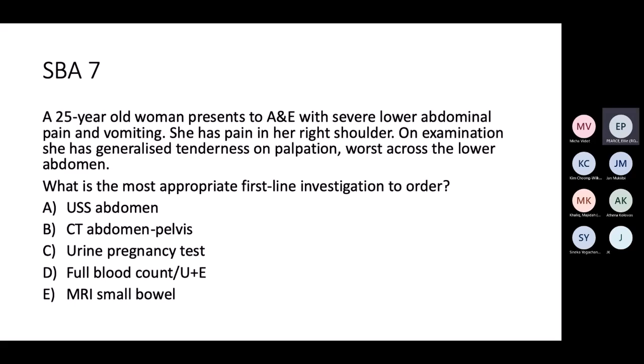So we've got two more questions left. Question 7: a 25-year-old woman presents to A&E with severe lower abdominal pain and vomiting. She has right shoulder pain, and on examination she has generalized tenderness all across her abdomen, and it's worst in the lower part of her abdomen. What's the most appropriate first thing to do for her?